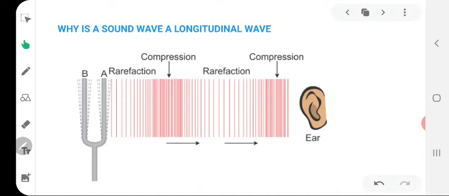So when the prongs move about these two positions, they compress the layer in contact with it. So the volume of these layers decreases and pressure increases. So this pressure difference crosses the compressed layer to move forward. So you can see how the layers are arranging themselves alternately in the form of rarefaction and compression, ultimately reaching up to the observer.